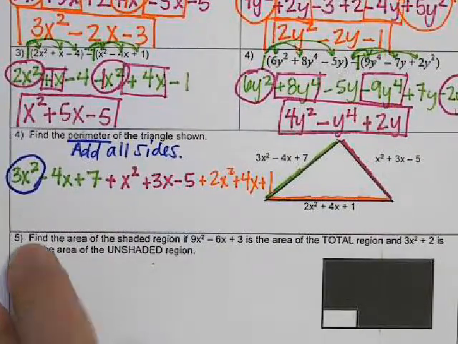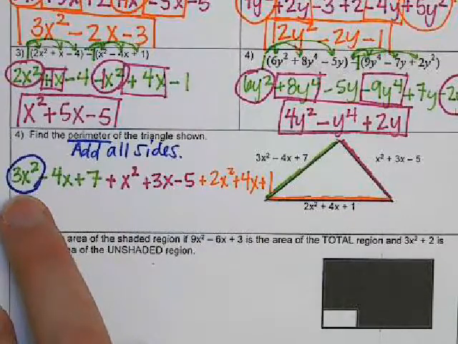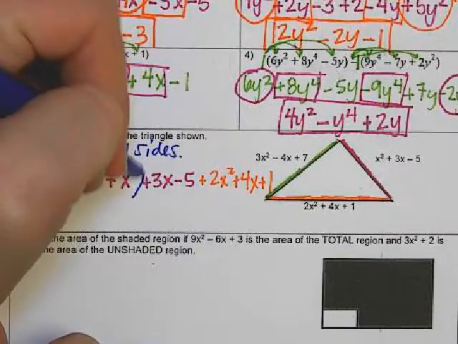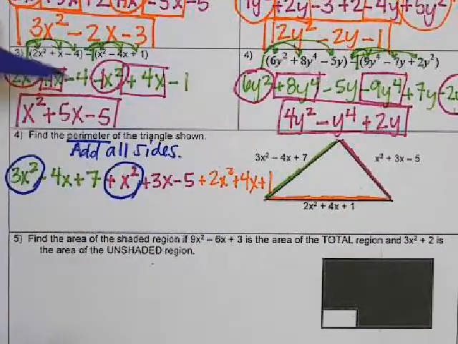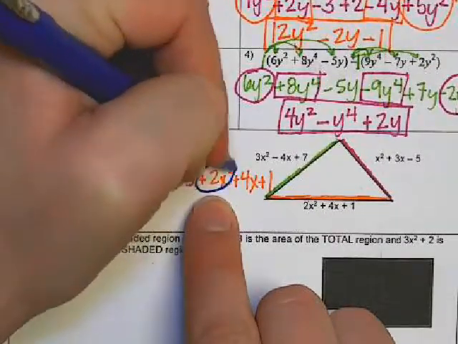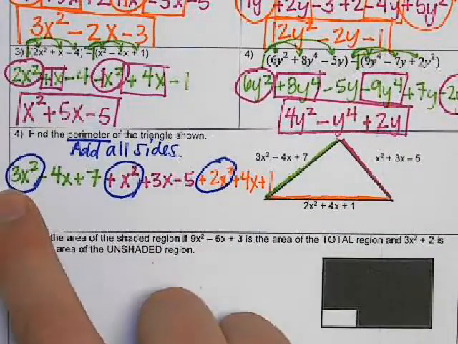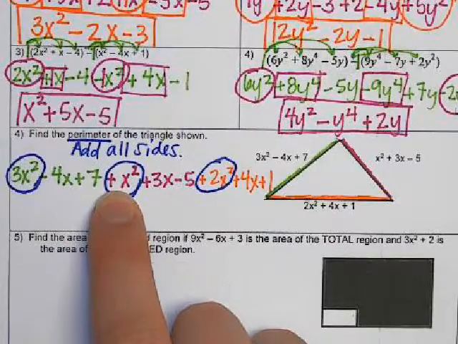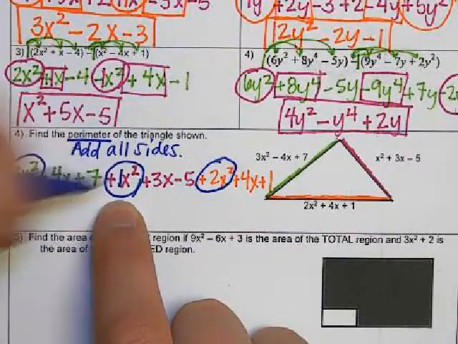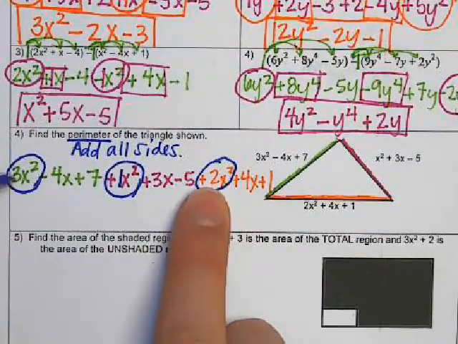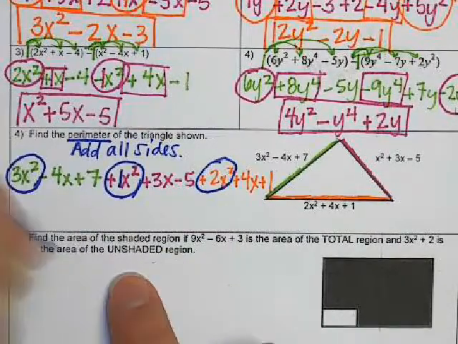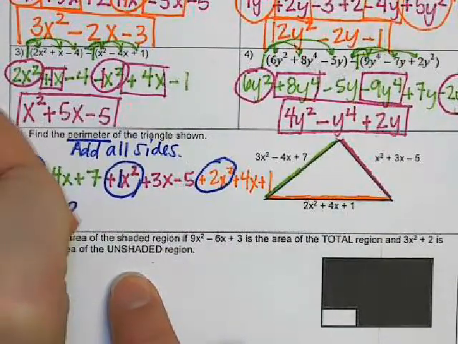X squared. What's like terms with x squared? X squared and 2x squared. Okay, so 3 and what number is this? 1 and 2. 3 plus 1 plus 2. 6x squared.